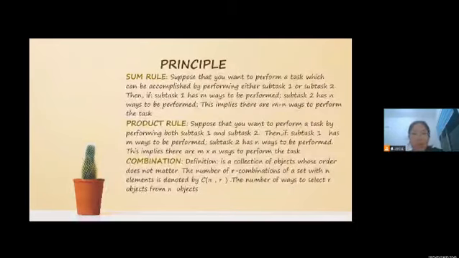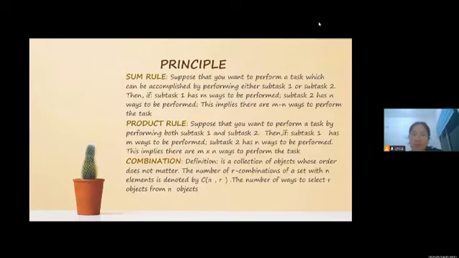There are two fundamental principles. Sum rule. Suppose that you want to perform a task which can be accomplished by performing either subtask 1 or subtask 2. Then, if subtask 1 has m ways to be performed and subtask 2 has n ways to be performed, this implies there are m plus n ways to perform the task.